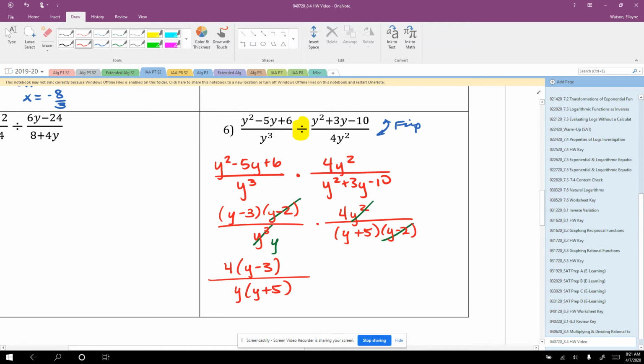And then how do you know you're done? You look back at it. Is there anything else that can be factored? No. Are there any factors that can be canceled out? No. That tells us we're done.